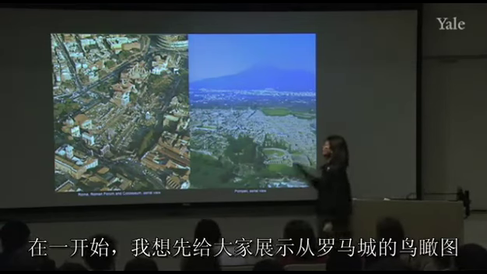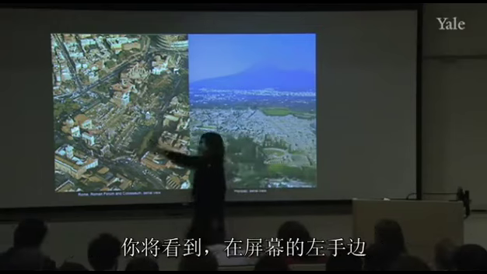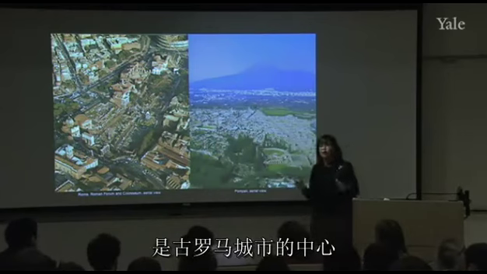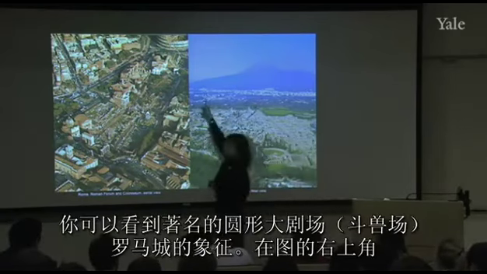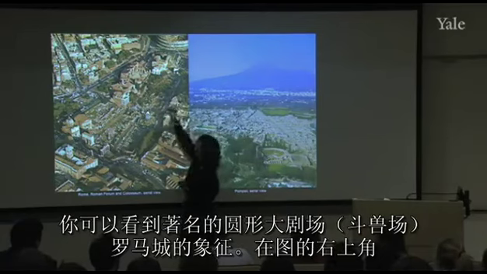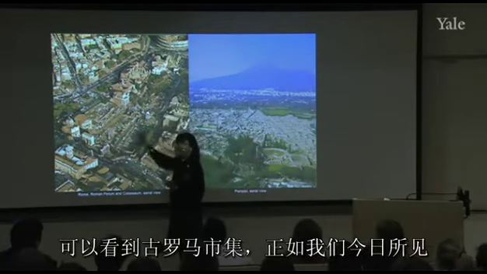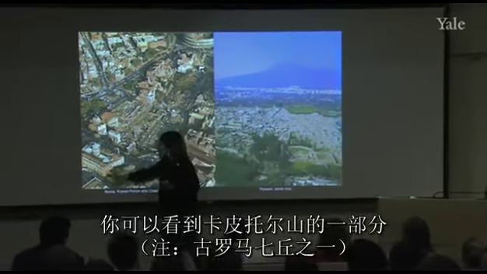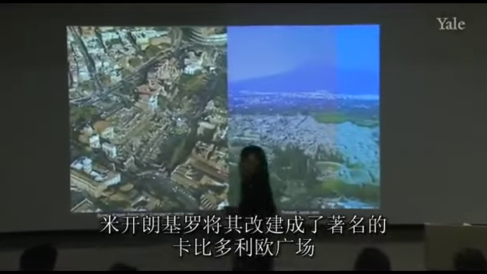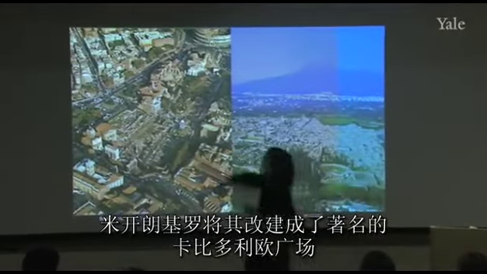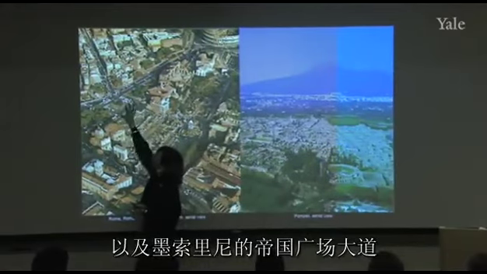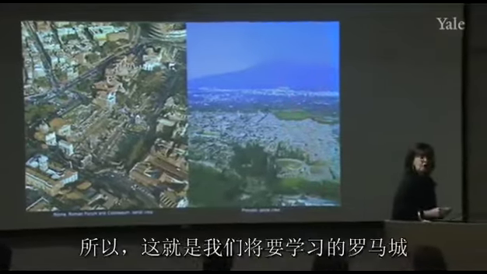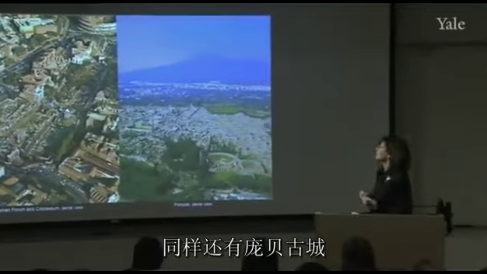And I wanted to show you at the outset an aerial view of Rome. You see it over here on the left-hand side of the screen, that situates us in the very core of the ancient city. You see the famous Colosseum, the very icon of Rome, at the upper right. You see the Roman Forum as it looks today, and you see a part of the Capitoline Hill transformed by Michelangelo into the famous Campidoglio, as well as the Via dei Fori Imperiali, built by Mussolini, and the Imperial Fora.